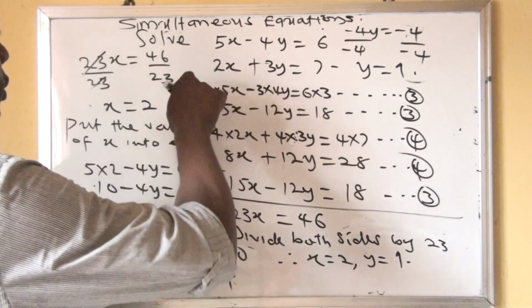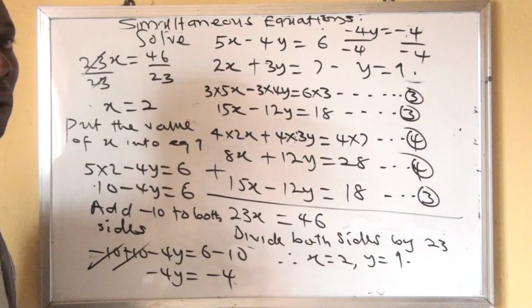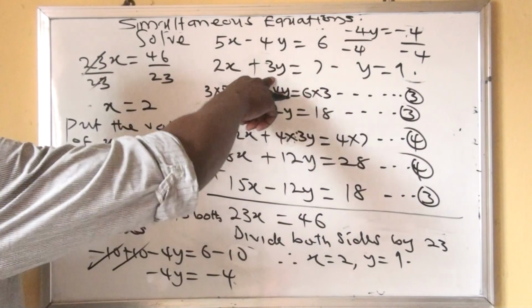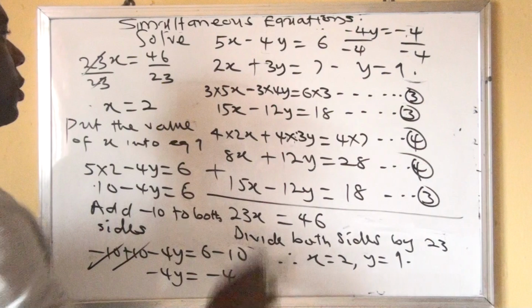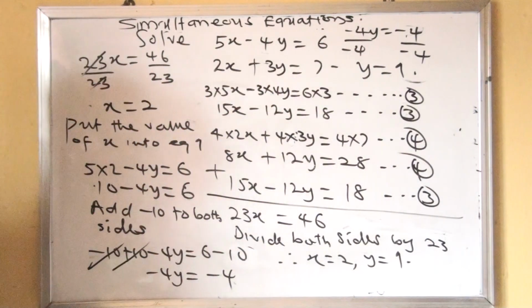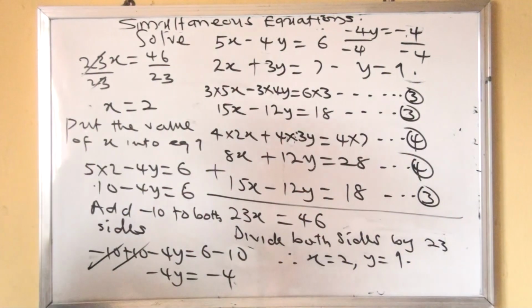We can also check using the other equation. So 2 times 2 is 4. And y is 1. 3 times 1 is 3. So 4 plus 3 is 7. So that shows that our solution is correct.